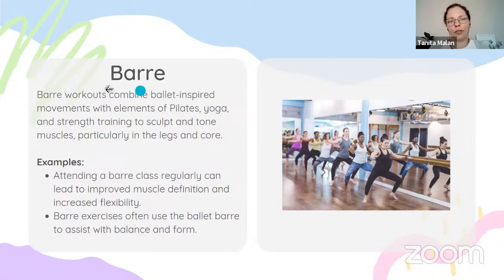Okay, I know it's got a weird spelling, but that's because of where it's coming from. So barre workouts combine ballet-inspired movements with elements of Pilates, yoga, and strength training to sculpt and tone muscles, particularly in the legs and the core. Some examples: attending a barre class regularly can lead to improved muscle definition and increased flexibility. Barre exercises often use the ballet bar to assist with balance and form. So that's where the name comes from.